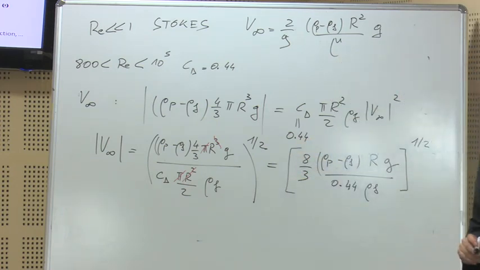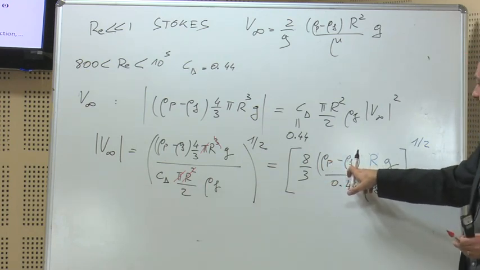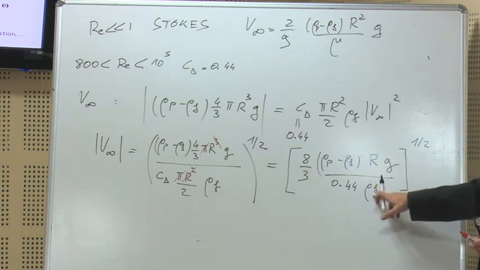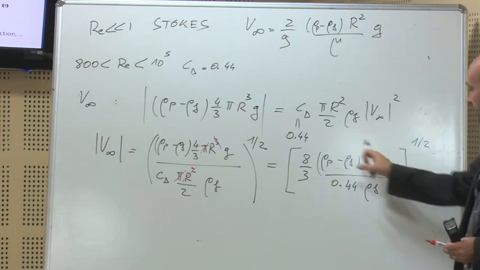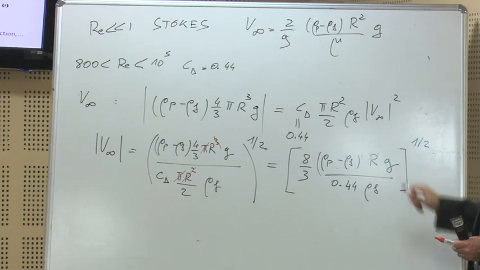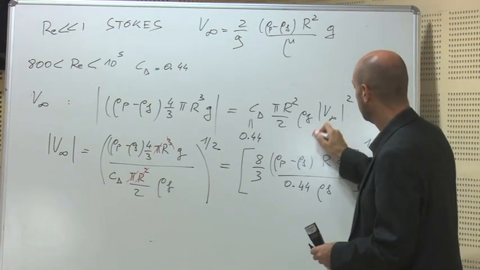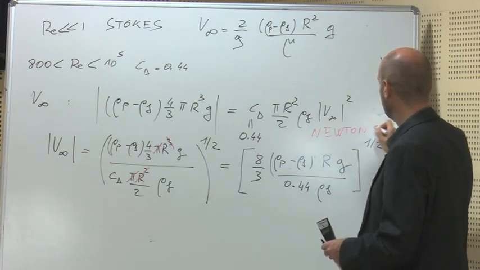One half, okay? You see that this is an analytic expression that I can obtain very simply because rho P, rho F, I know, it's the particle and fluid density. The radius of the particle, I know. G, I know. Density, I know. So we have two analytic expressions of the settling speed. This one is for the Stokes, and this one is called the Newton regime.